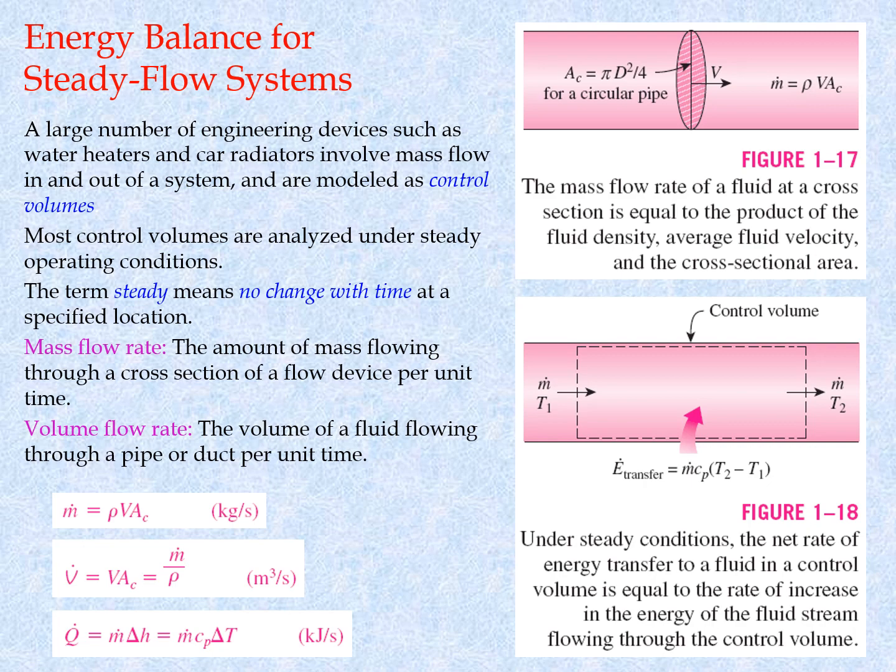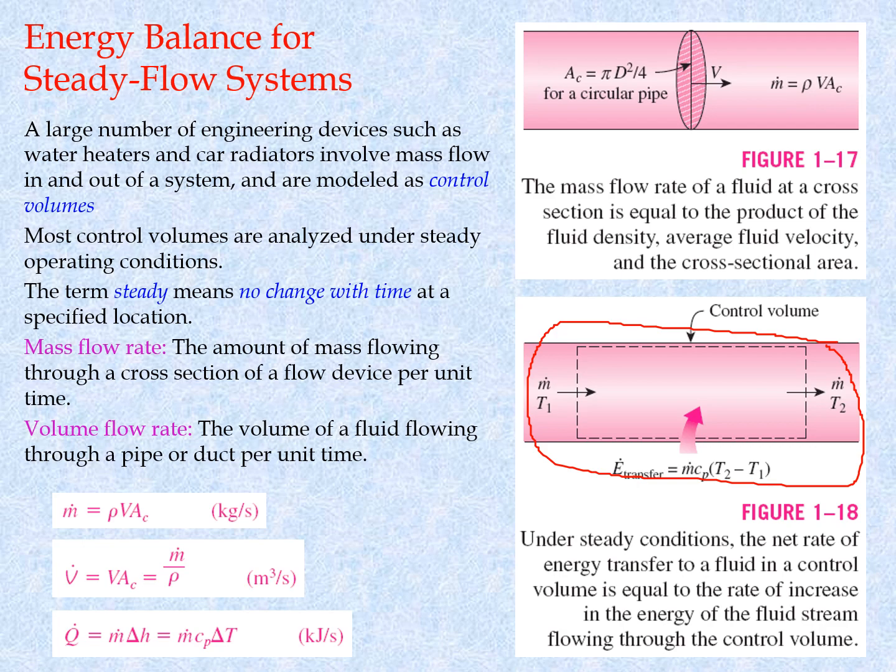Energy balance for steady flow system. Another method of doing thermodynamic analysis is based on the control volume. In a control volume, basically we just set a boundary, or invisible layer, something like this, and we do the analysis inside this control volume. In most engineering devices we use the control volume as the method of analyzing the condition inside it, or the energy in and out of the system. Normally we set it to a steady operating condition. The term steady means there is no change with time at any specific location.